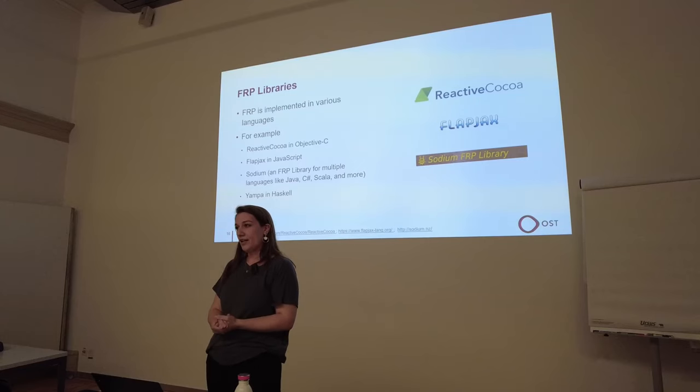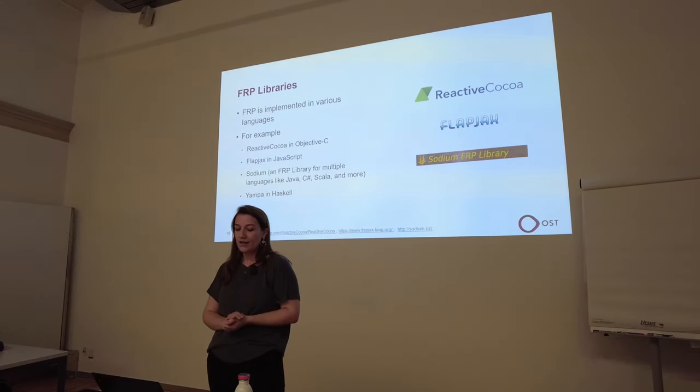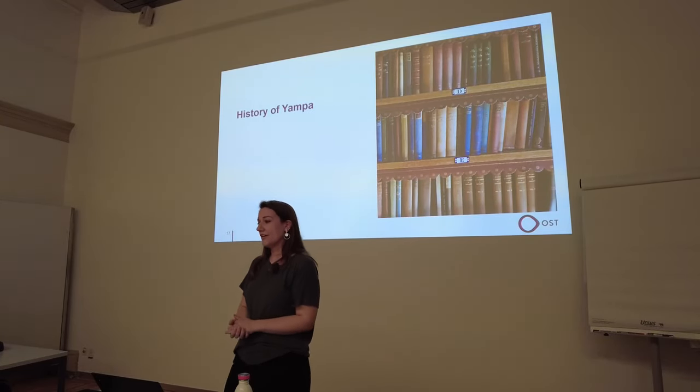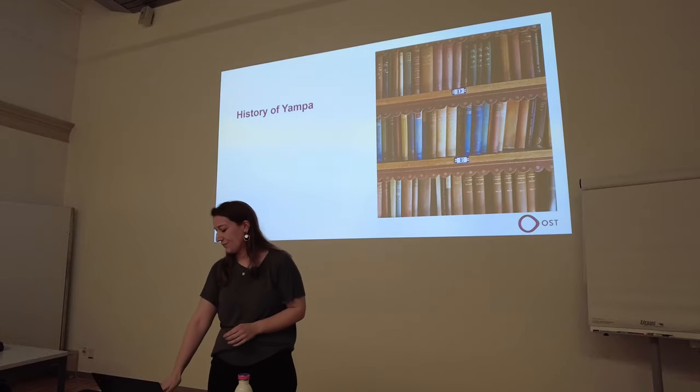FRP is not only implemented in Haskell, so there are different libraries, for example, Reactive Cocoa in Objective-C, Flapjax in JavaScript, Sodium, which is an FRP library for multiple languages like Java, C-sharp, Scala, and more, and Yampa in Haskell, which we will talk about today. So let's look at the history of Yampa.